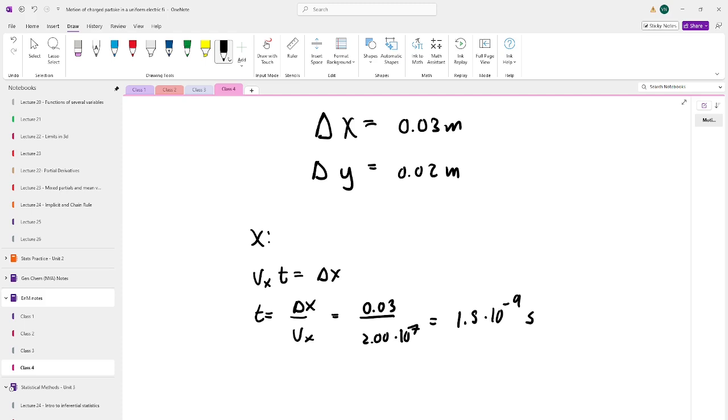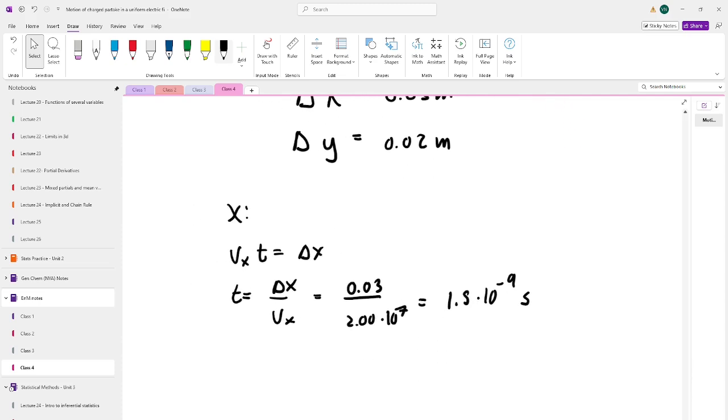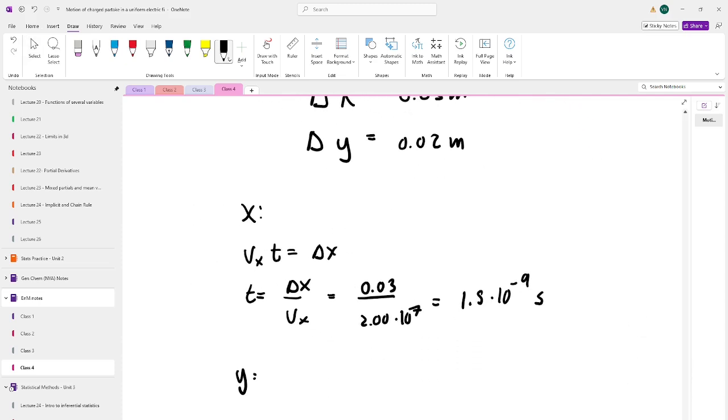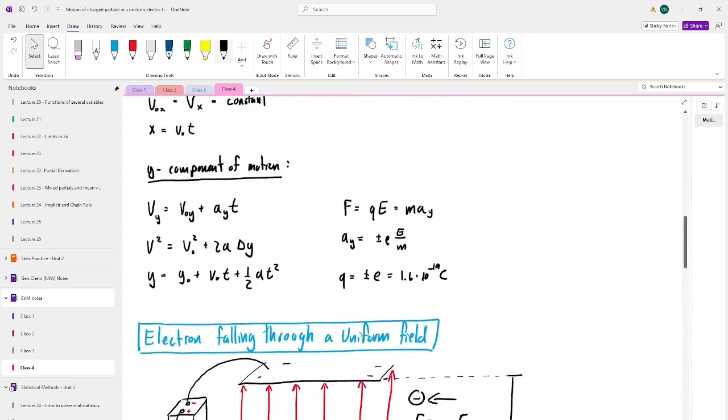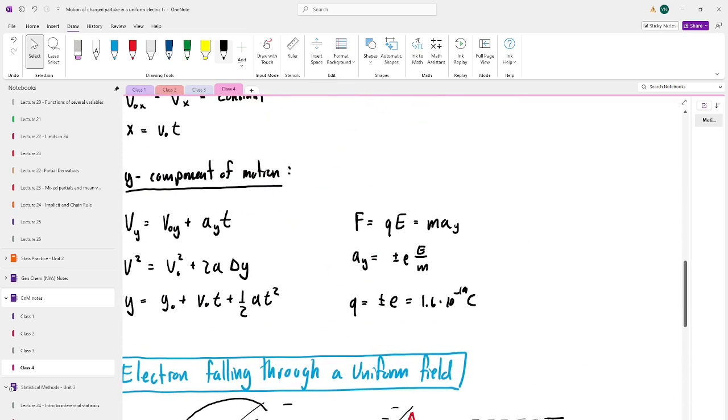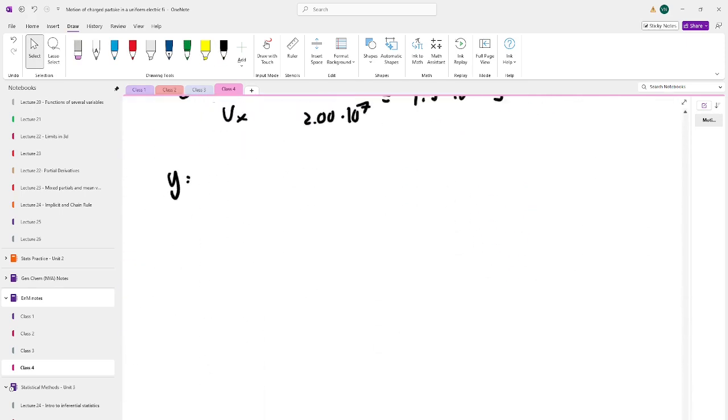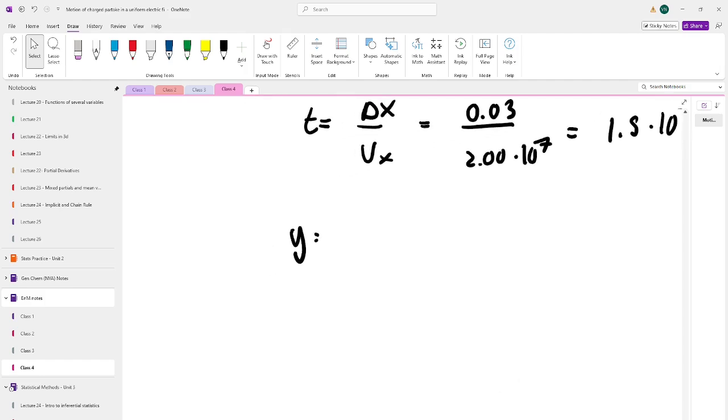So now we can look at our y component. Because remember, our end goal is to find the maximum electric field, right? Which we said before is equal to, let me find the equation, we can calculate it using these equations here, right? So let's go back. So first of all, y.